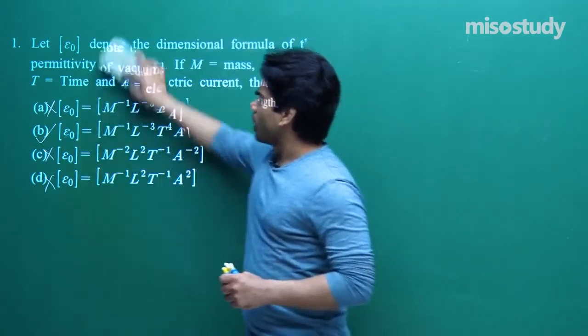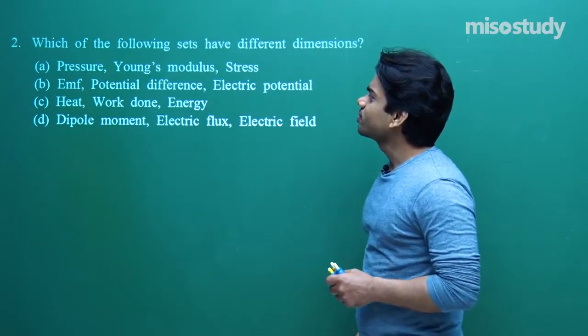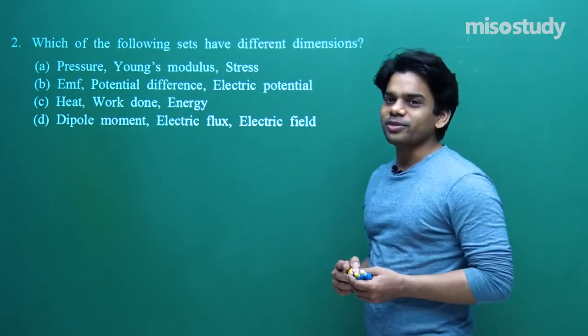Most of you would be knowing also about the epsilon naught term. Let's go ahead with the next question. Which of the following sets have different dimensions?